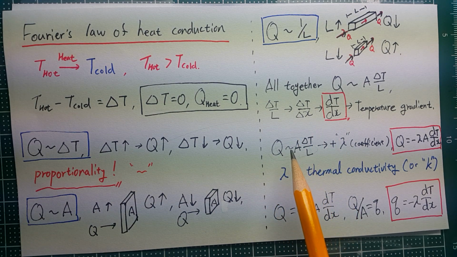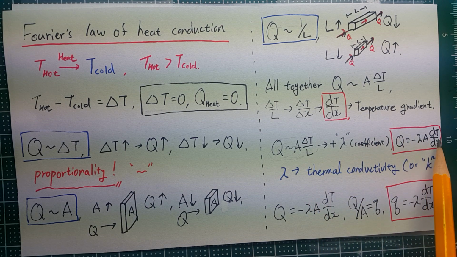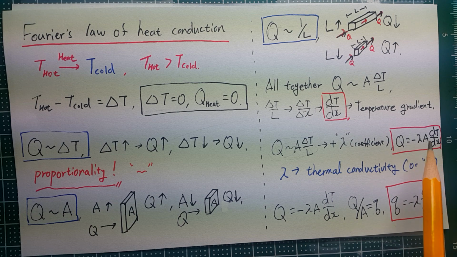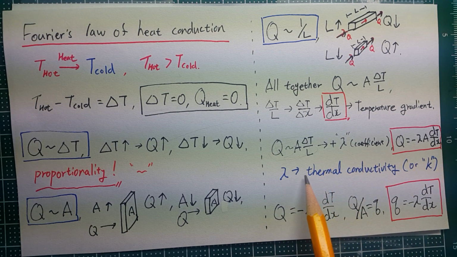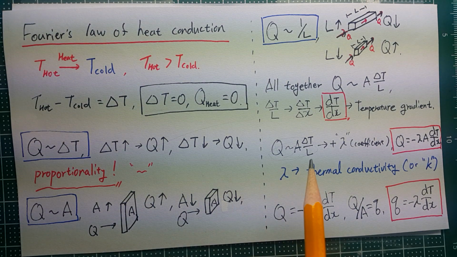is not enough for precise and exact measurement using numbers. Therefore, it is necessary to introduce a coefficient that will make this proportionality an equality. And that coefficient we call thermal conductivity. With this coefficient, which is a material property, we now have Fourier's law of heat conduction in a complete form.